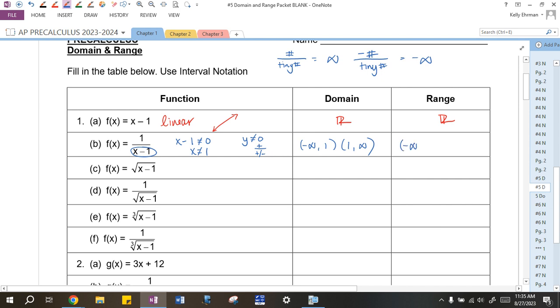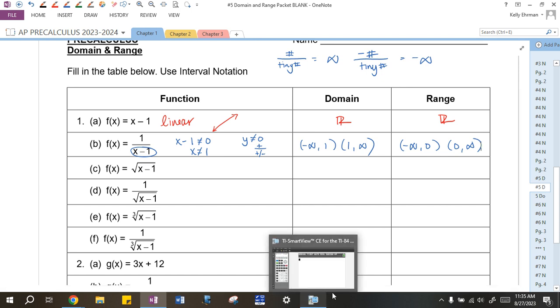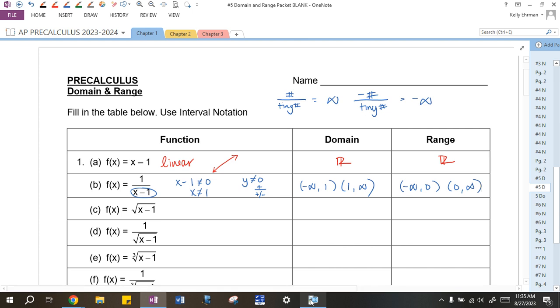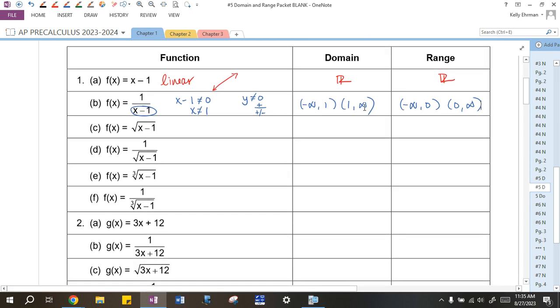Okay, that was a long explanation of basically saying y can be anything but 0. If you're ever not sure on these, go ahead and graph these in your graphing calculator and just examine the graph. Take a look at what we're looking at and confirm, because you'll start to see some patterns.